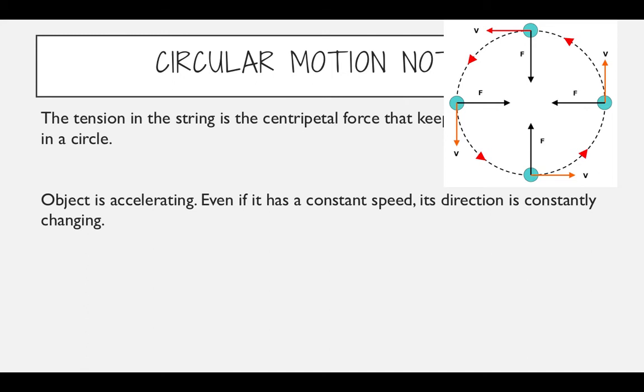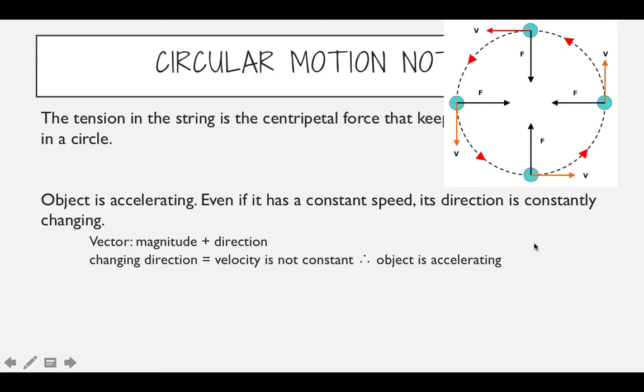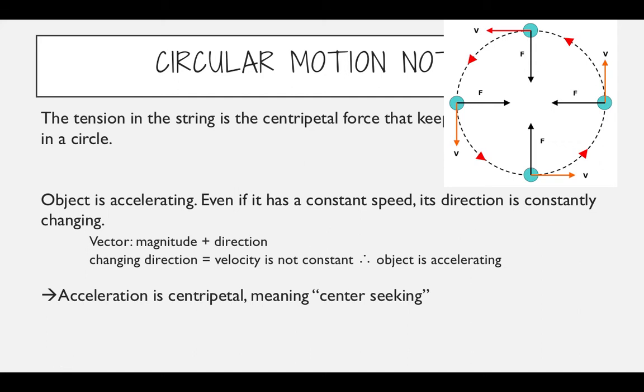So the object is accelerating. Even if it does have a constant speed, since its direction is constantly changing, it must be accelerating. We know that acceleration is a vector and it has both magnitude and direction. So even if the magnitude is staying constant and the direction is changing, that means that it is accelerating. So acceleration is also centripetal, which means that it is center seeking.